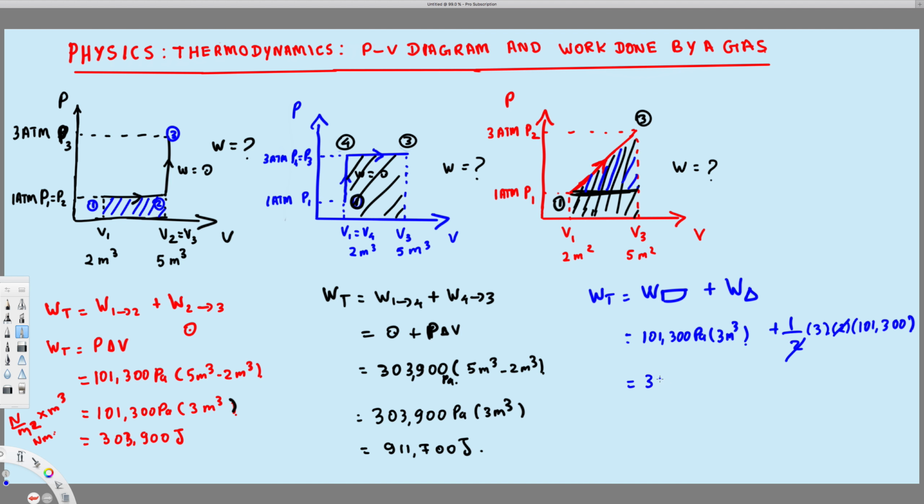So this is also going to be 303,900. 3 times 101,300, so it's going to be 303,900 joule plus 303,900 joule, and if you add them together, you will get 607,800 joule. So this is going to be the total work from this graph right here, and that's how we do this kind of problems.